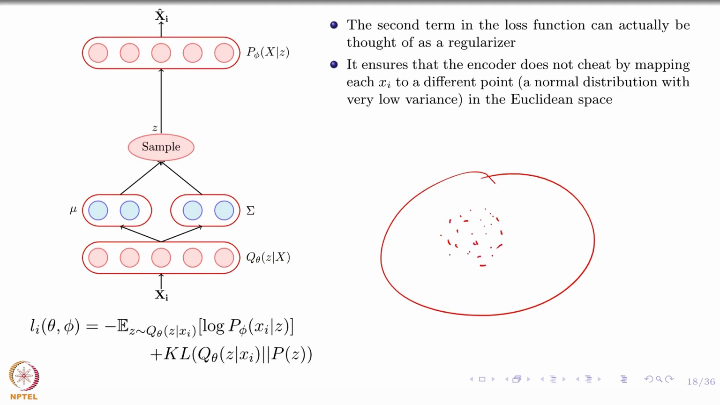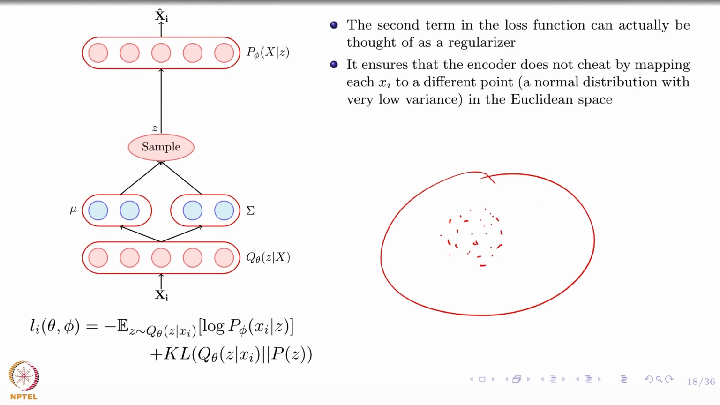It may be normal, it may be something else, but it's some distribution, right? The x's, because these are all images of beaches, these are all images of mountains, so it might be a multimodal distribution, one mode corresponding to beaches, another mode corresponding to mountains, and so on, but there's still some distribution.